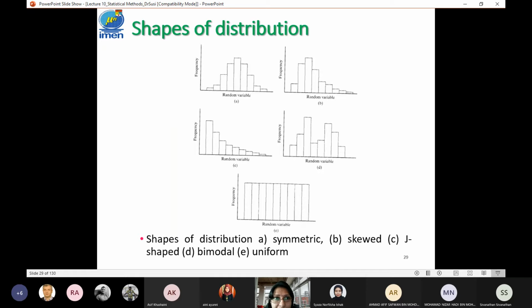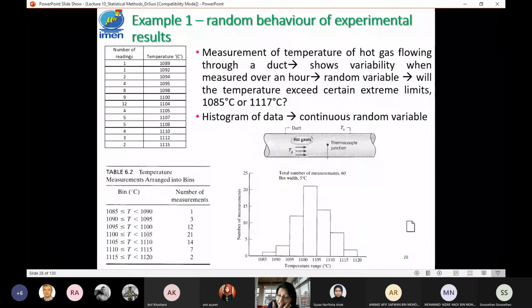So can anyone give me a few sentences? I'm just trying to make this interactive. I don't want it to be one way. So can someone tell me a few sentences about this figure over here, this histogram? Maybe 3 sentences. Anyone wants to try? Professor, do you mean about the distribution? Yes. Give me 3 sentences about this figure.